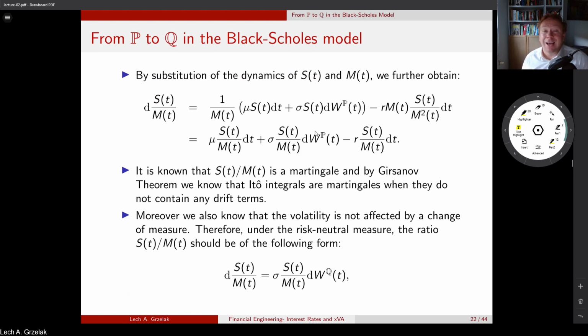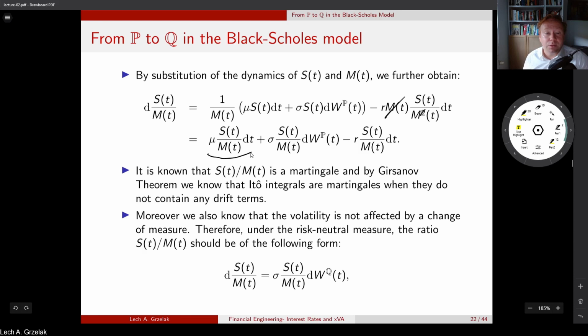We are searching for the dynamics of this ratio, and we just substitute the corresponding processes for the money savings account and the stock. And this is what we have arrived at. After simplifying, some terms will cancel out, like here, for example, and after cleaning a little bit, you can see that we have two terms for the drift.